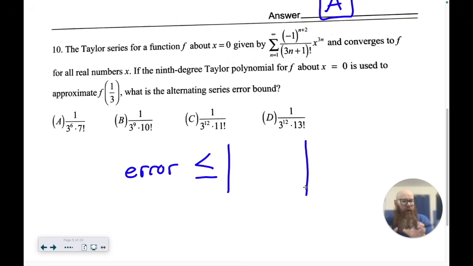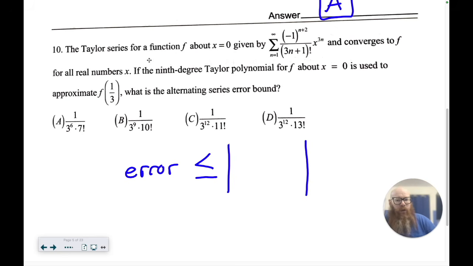These Taylor polynomials are just a chunk of an infinite series, and we're going to chop them off, and then the first unused term is what the error bound is going to be. It can't be more than whatever that term is evaluated at our specific x value.